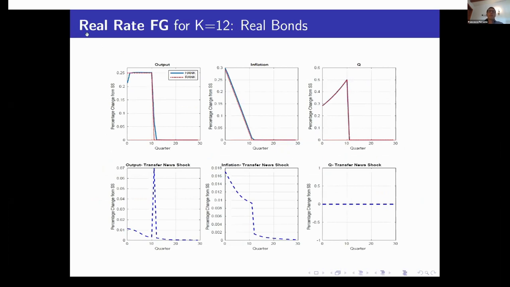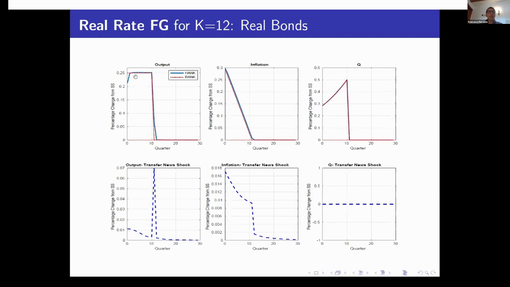So let's start from a real rate forward guidance experiment for k equal to 12. This means that in this experiment, the central bank announces that it will lower the real rate by, in this case, 50 basis points in 12 periods, while the real rate is going to stay constant in all the preceding periods. And in this graph, in the top panel, we compare the total impact of this forward guidance experiment for the rank model and for our baseline HANC model with real bonds.